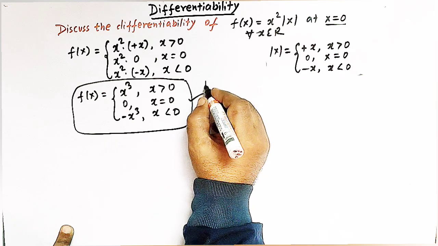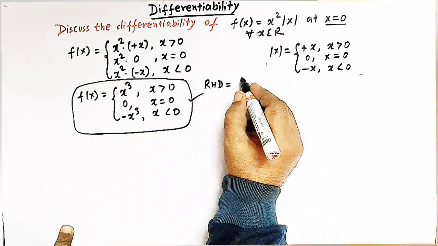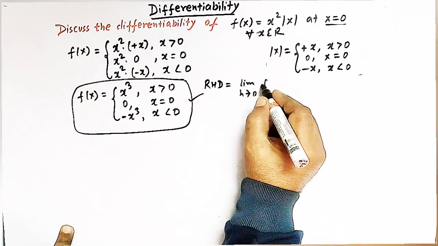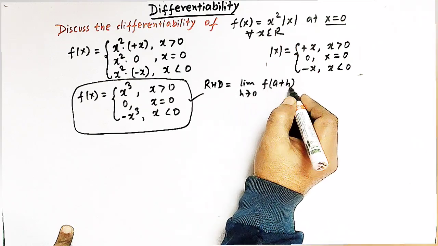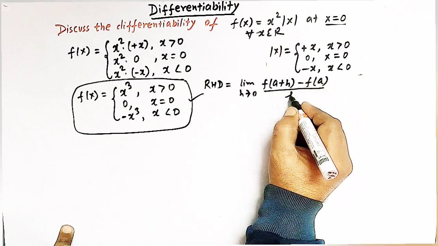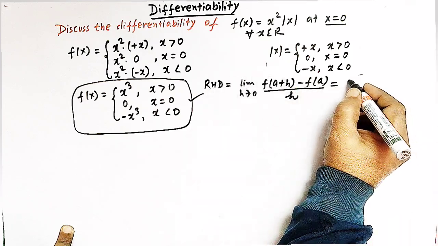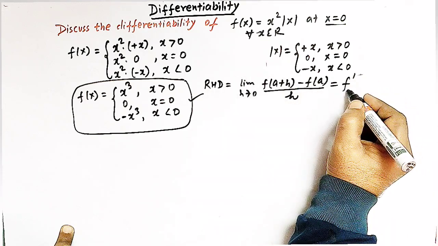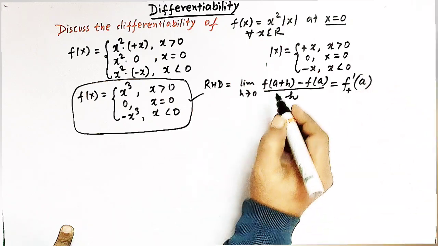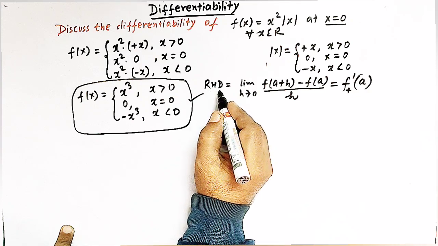So now the right hand derivative is defined by this limit, that is limit h tends to 0, and we have f of a plus h minus f of a divided by h, right? And the notation for the right hand derivative may be taken as f prime, and here we write a positive sign, and here we have a, right? So a is the point where we have to find out the right hand derivative.